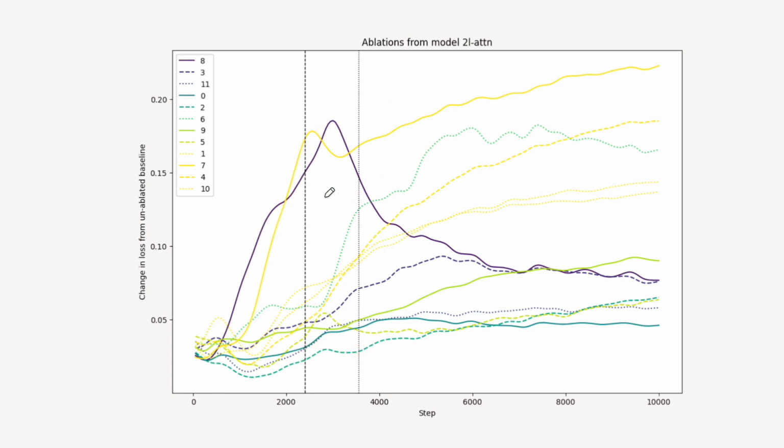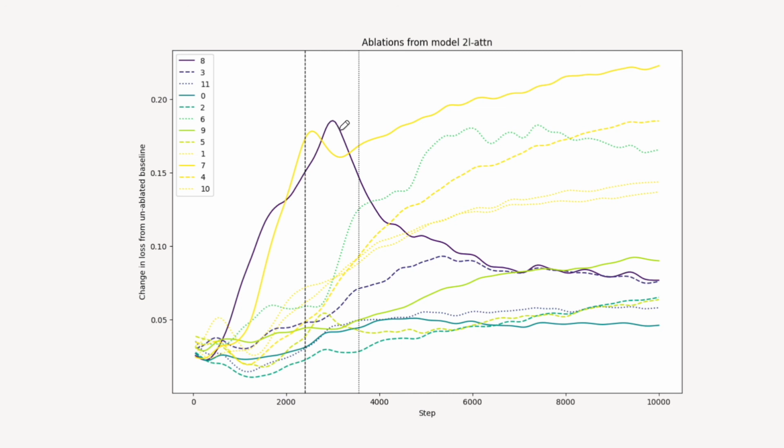Now, this plot doesn't show any particular correlation between how induction-like a head is and on net how large a deficit is observed when it's removed. So I think this plot is not particularly important for our current analysis. I just wanted to make sure to show it to give a sense of what this raw data looks like.